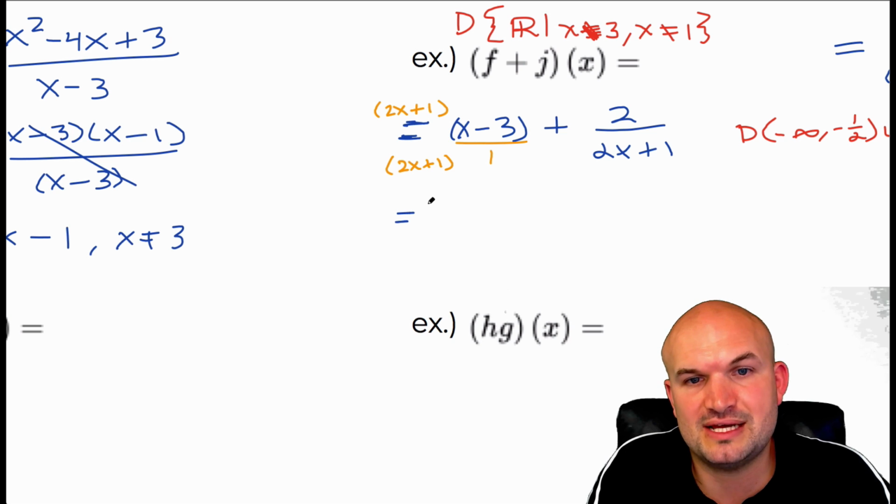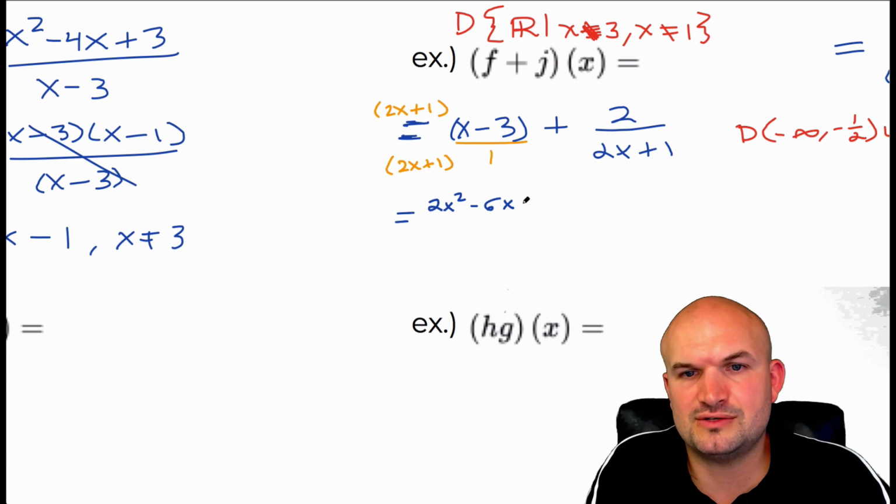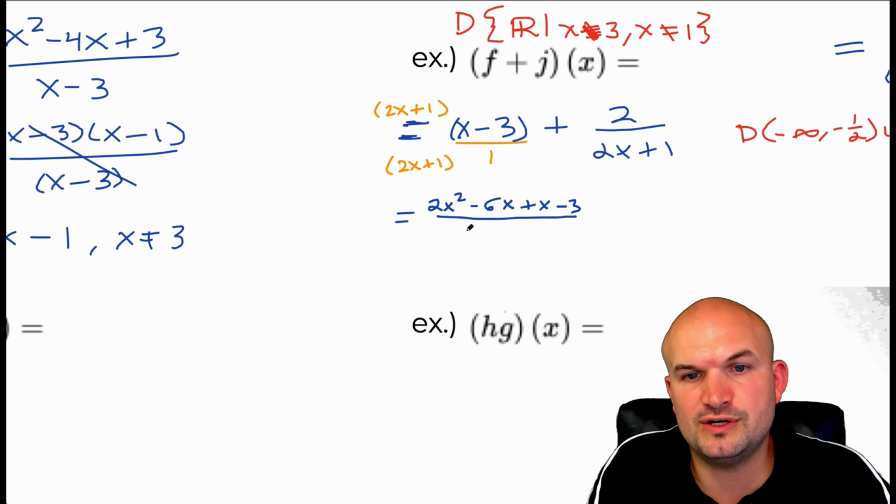Let's say 2x times x is going to be 2x squared. 2x times negative 3 is a negative 6x. 1 times x is going to be a positive x. And then 1 times negative 3 is a negative 3. And that's going to be all over 2x plus 1, plus 2 over 2x plus 1.